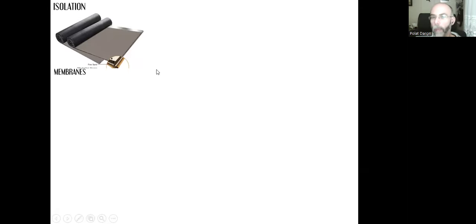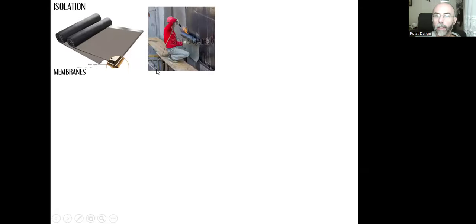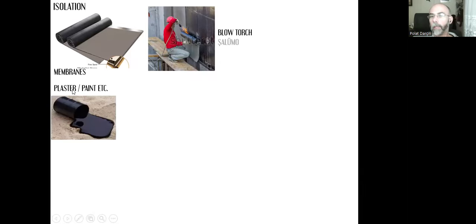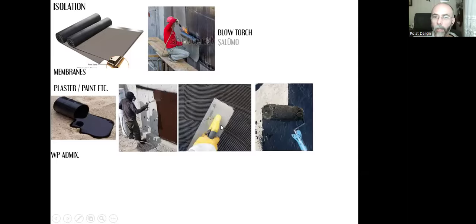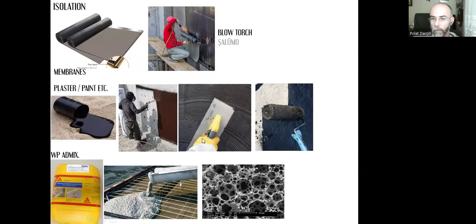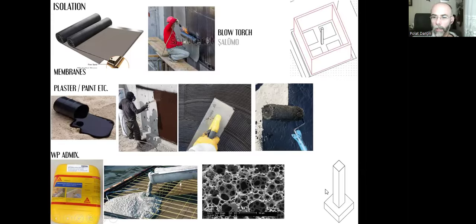Here we can prefer membranes. These are applied with a blowtorch, a flame torch. In Turkish, we call it şalumo. And it's made out of bitumen. And it will be better than plaster or paint or the waterproofing admixture, because here we know that it will be very hard for us to cover all these surfaces with membranes. It will cost a lot and there will be lots of joints, and joints mean risk, water leakage risk.